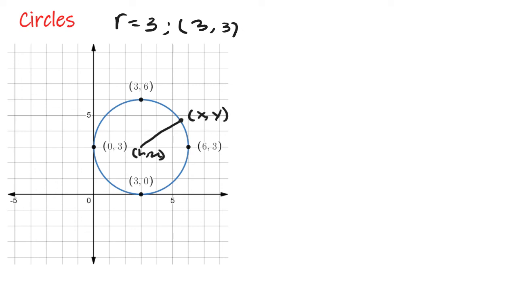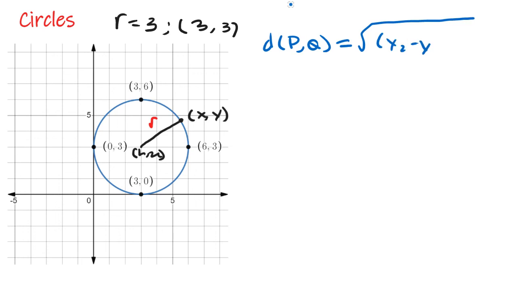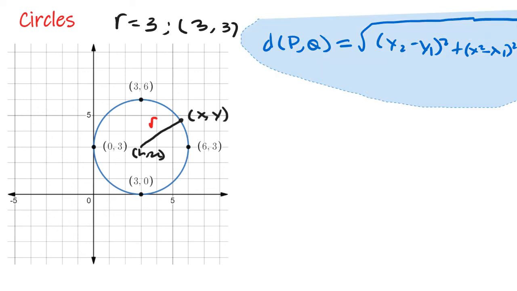Now, how would I find the distance from the center to here, if the distance is given by r? Well, in that case we can just use the distance formula, which says that the distance from P to Q is equal to the square root of y2 minus y1 squared plus x2 minus x1, and that's going to be squared. So this is going to be our formula that we would use.